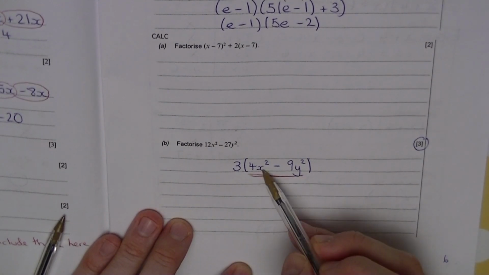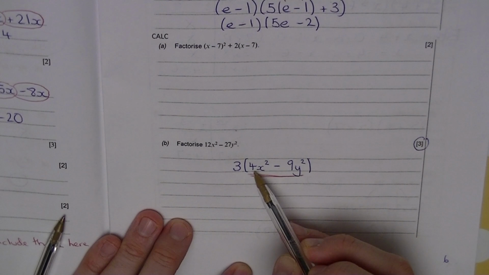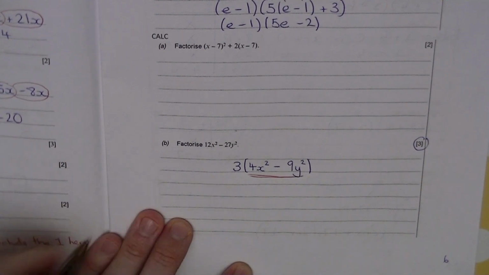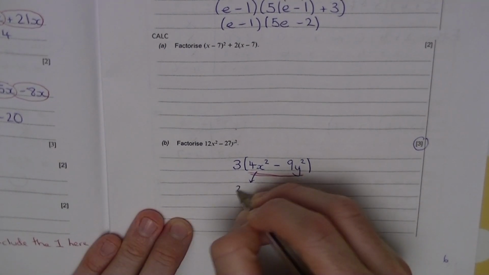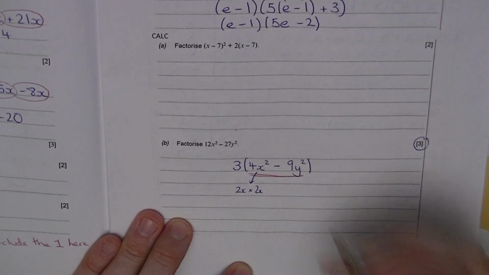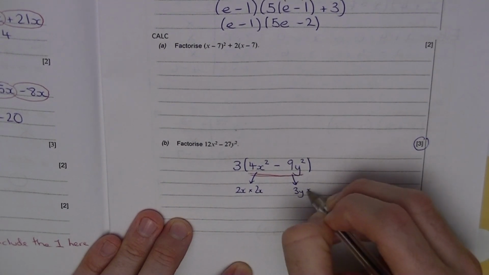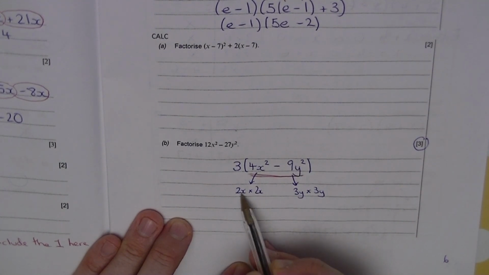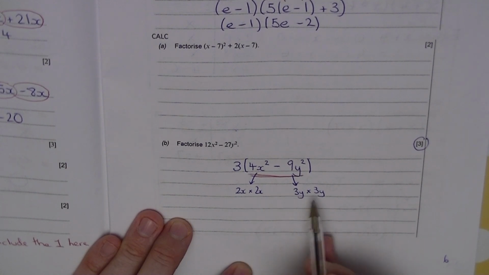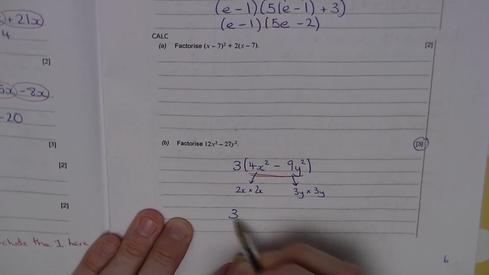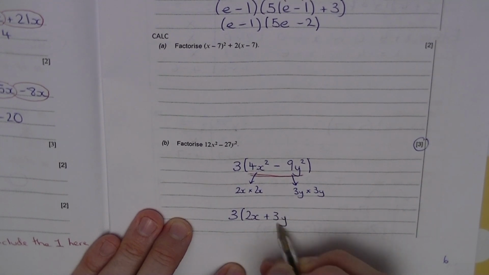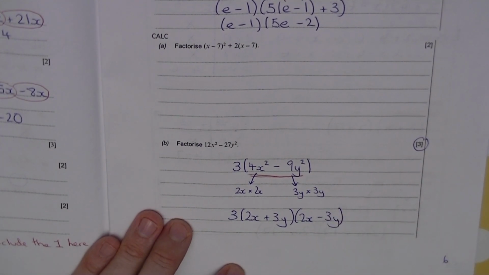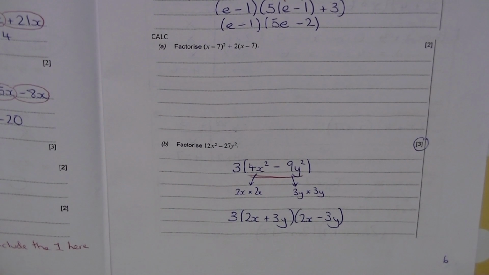This time, yes, I've got my x squared take away y squared, but the number before the x squared is a square number, 4, and the number before the y squared is also a square number, 9. 4x squared is 2x times 2x, and 9y squared is 3y times 3y. So to factorize this using the difference of two squares, it'll be in the first bracket 2x plus 3y, and in the second bracket 2x minus 3y. Don't forget this 3, he stays. 3 times 2x plus 3y, 2x minus 3y. Hopefully they make sense.